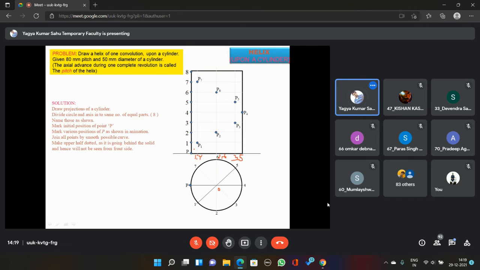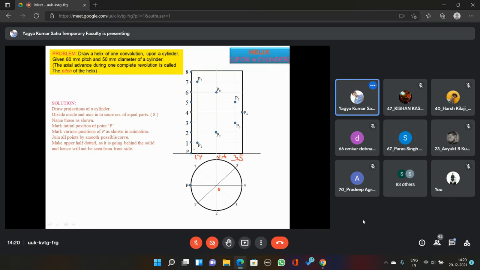Now tell me, how many points will be visible? 5 points: P, P1, P2, P3, and P4. Now what about P5, P6, P7, P8? They will be hidden behind the cylinder. They are behind the front view, around the surface, but they're behind.